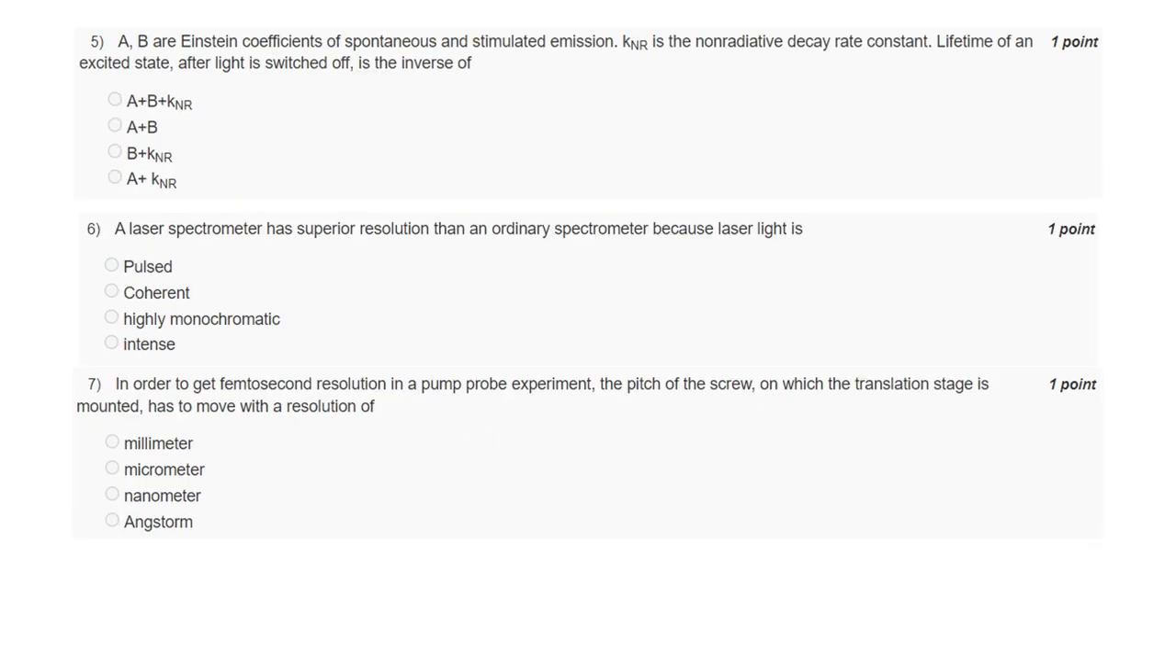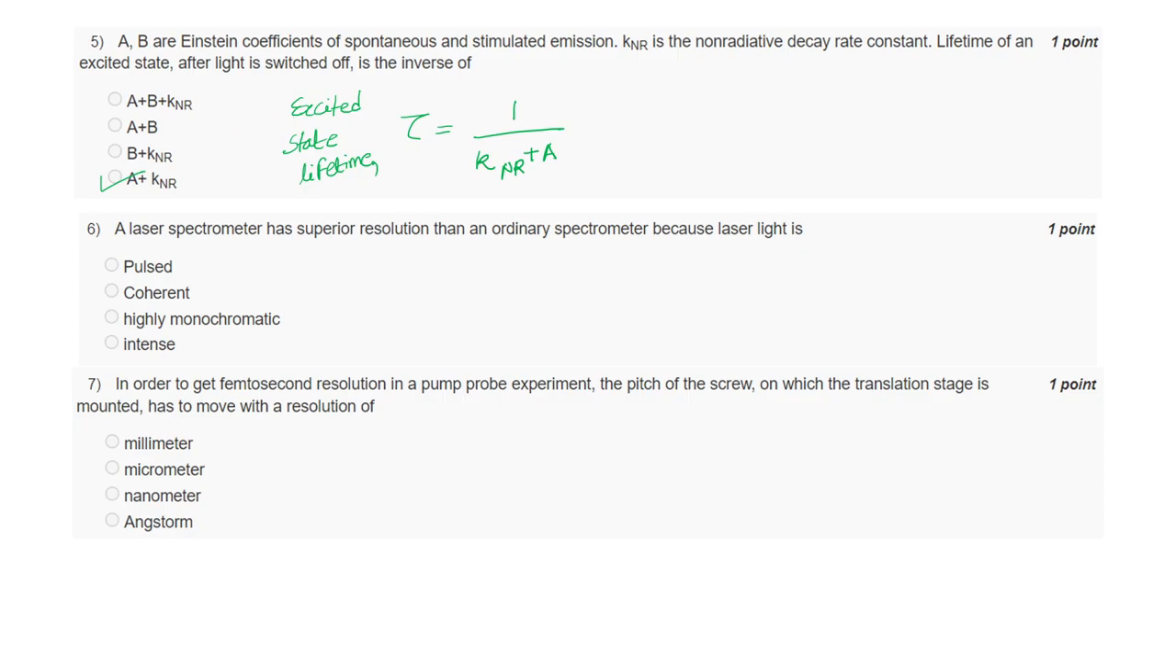Now, what about question number 5? A and B are Einstein coefficients for spontaneous and stimulated emission. KNR is the non-radiative decay rate constant. The lifetime of an excited state after the light is switched off is the inverse of, actually it is going to be the fourth option, right? Because my tau, the excited state lifetime, is the inverse of the rate constant, which is KNR plus A, as the light is off. If light is on, then B should also be there.